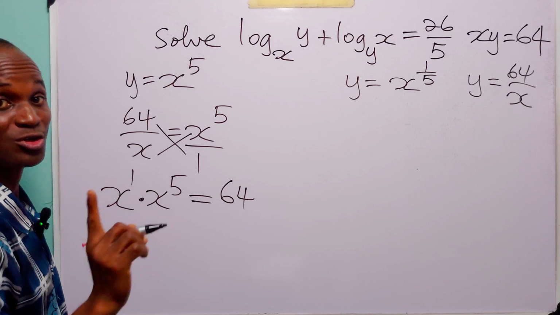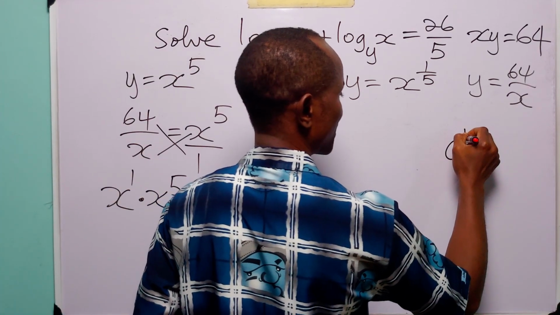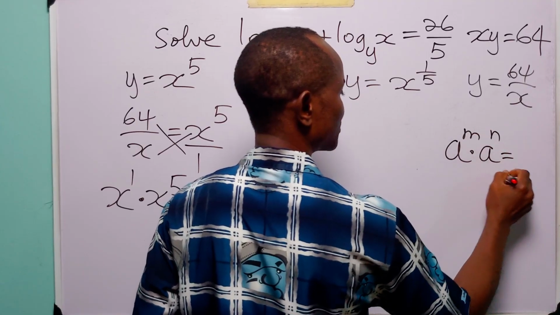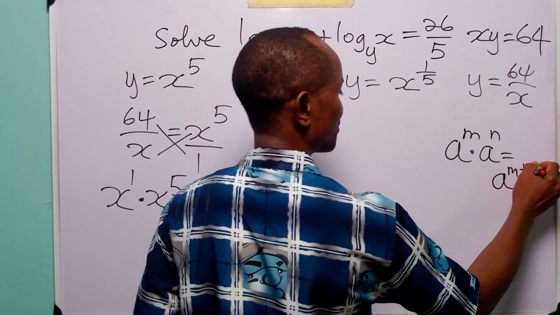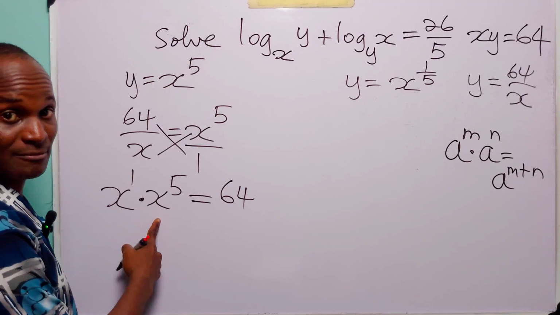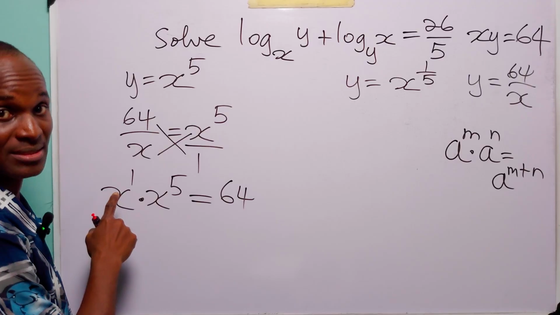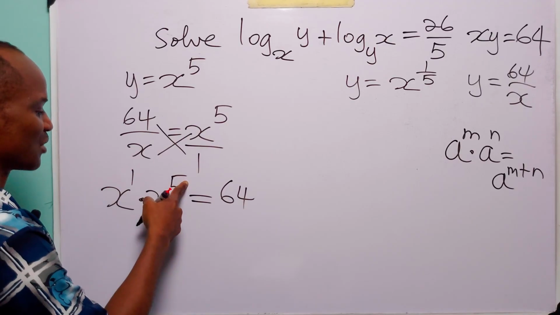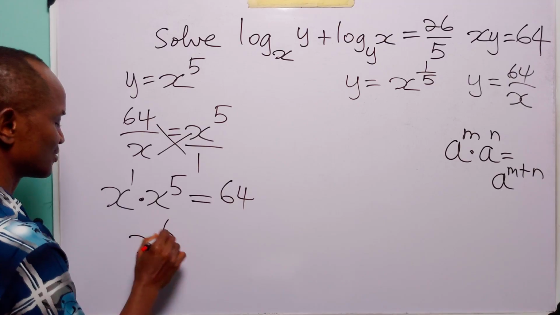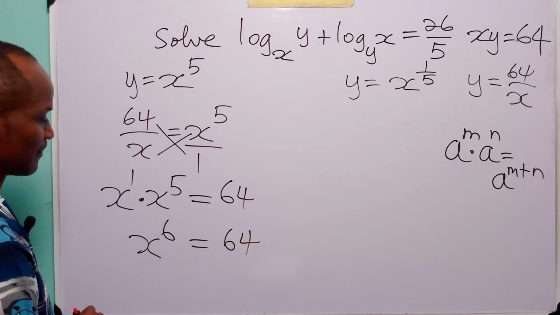When you see this, let us remember the law of indices. a raised to the power m multiplied by a raised to the power n is equal to a raised to the power m plus n. So when we have the same base, we can simply add the exponents. And of course, 1 plus 5 is equal to 6. So we have that x raised to the power 6 is equal to 64.